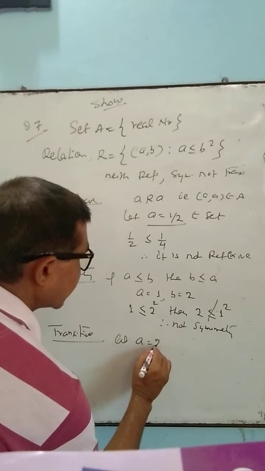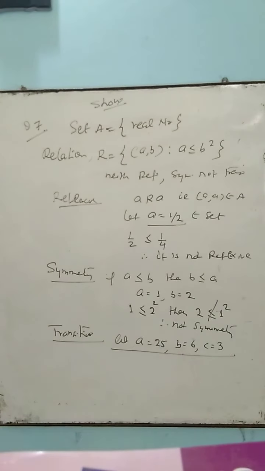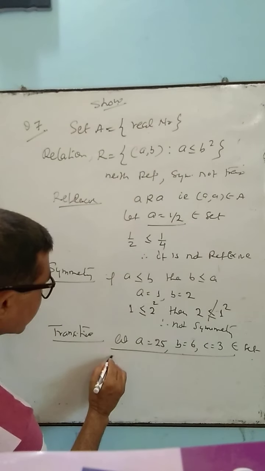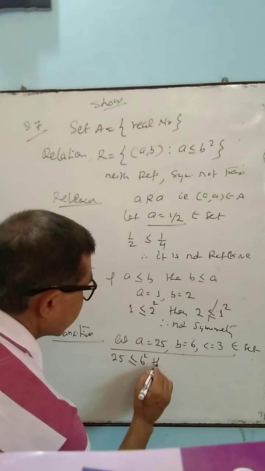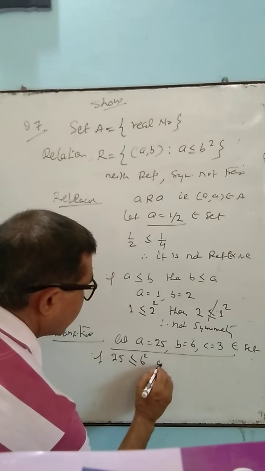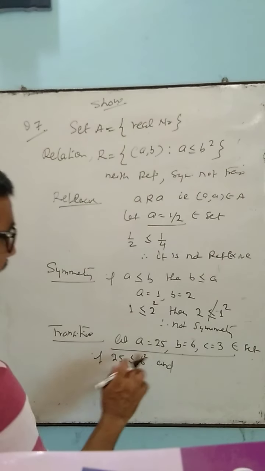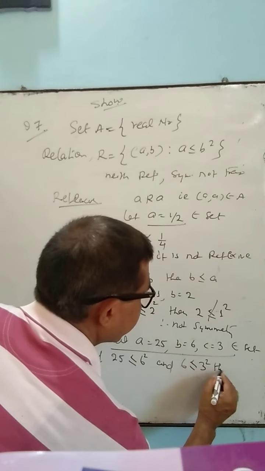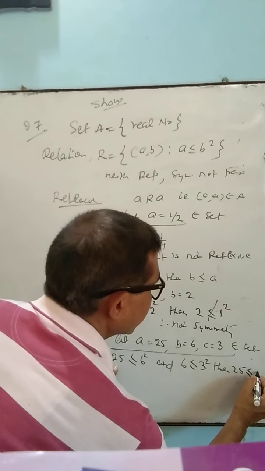So take A as 25, B as 6 and C as 3. I have taken these values and these all values belong to the real numbers. Now what is the property of transitive? A is less than or equal to b square. So 25 is less than or equal to b square, that is 6 square. Then if this and ये दोनों true होना चाहिए, please be aware of first two conditions must be true for transitive. If this and second, 6 is less than or equal to 3 square, then what is A? 25 is less than or equal to 3 square.